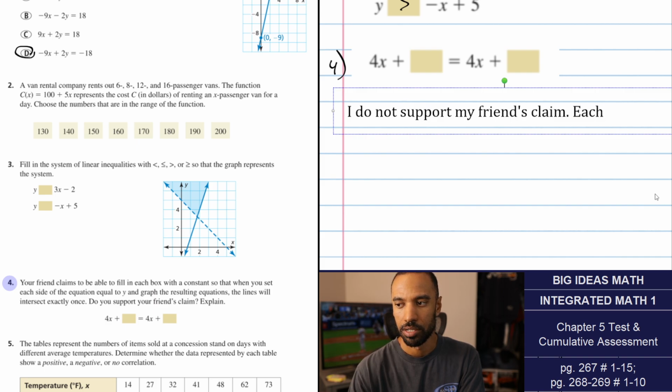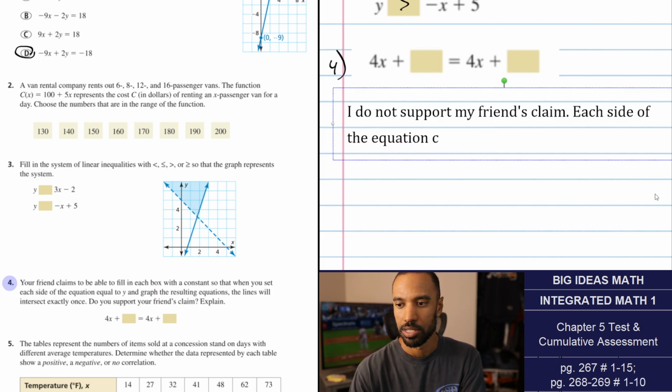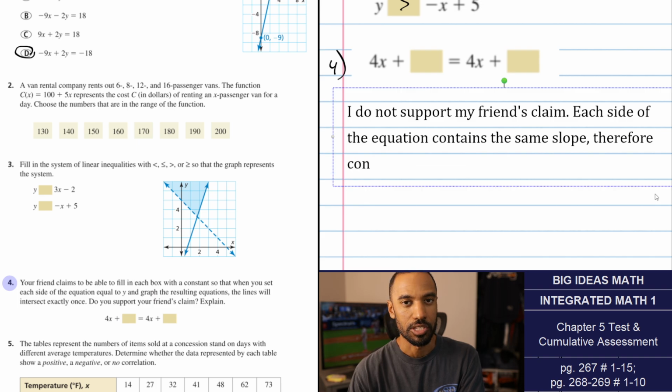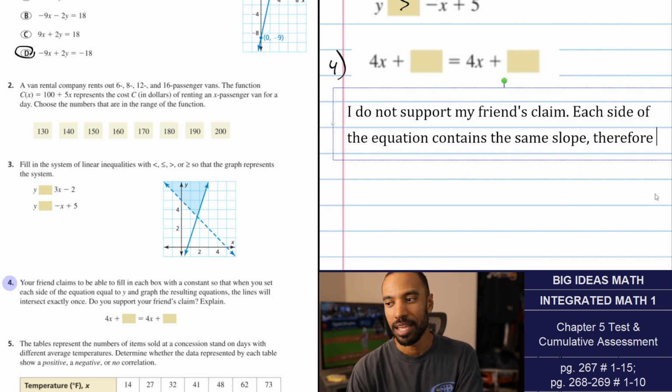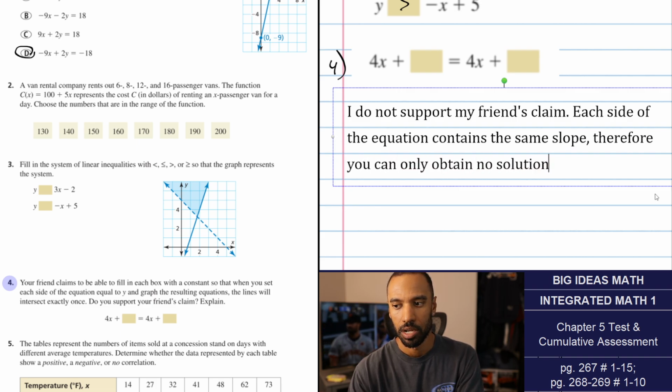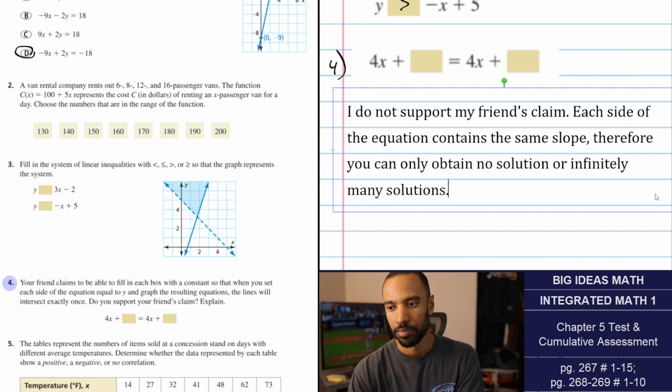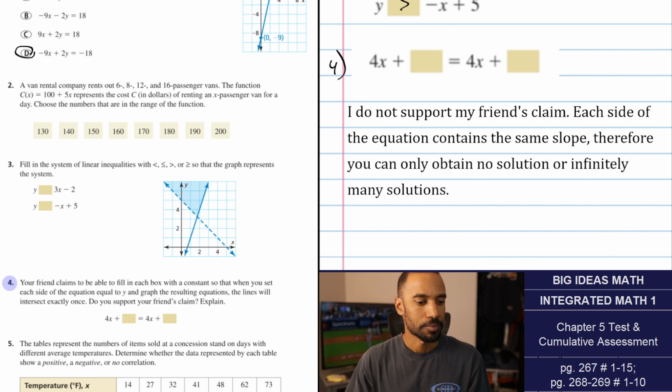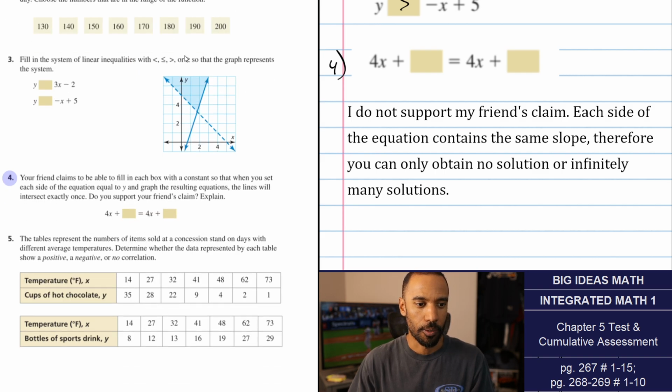Each side of the equation contains the same slope. Therefore, with any substitution constant-wise, you can only obtain no solution or infinitely many solutions. You cannot get exactly one. Silly friend. I don't know what they're going on about these days.